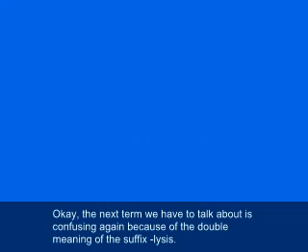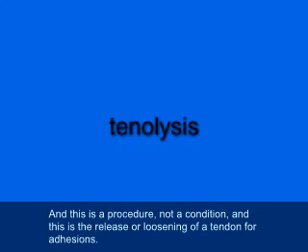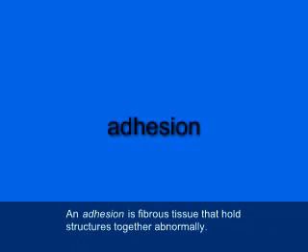Okay, the next term we have to talk about is confusing again because of the double meaning of the suffix elysis or lysis. They give us the word tenolysis, TENOLYSIS, and this is a procedure, not a condition, and this is the release or loosening of a tendon from adhesions. An adhesion is fibrous tissue that holds structures together abnormally.